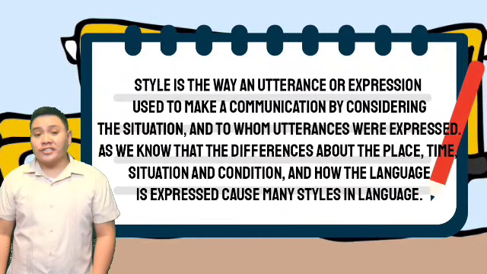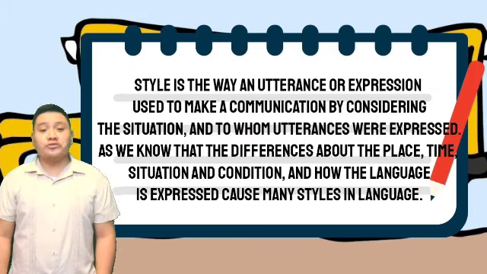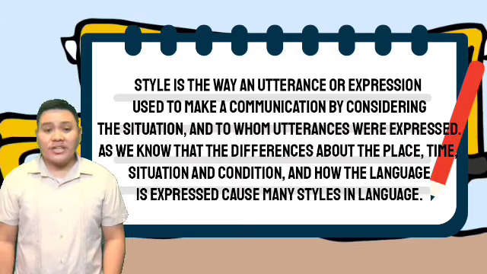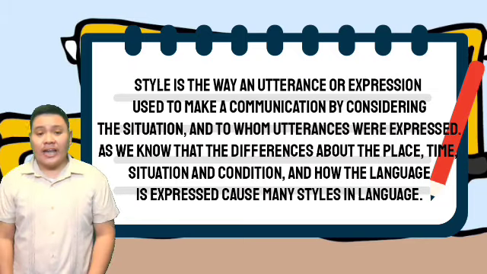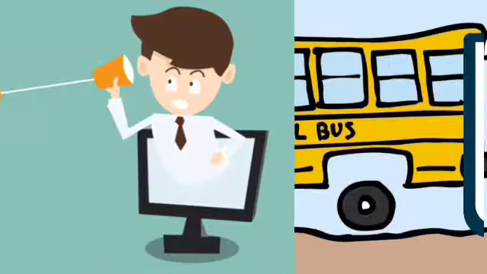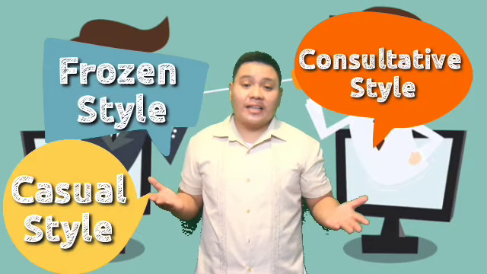Style is the way an utterance or expression is used to make a communication by considering the situation and to whom the utterance is expressed. As we know, the differences in place, time, situation, and condition and how the language is expressed cause many styles in language. Joos explains that based on the situation in which a language is expressed, there are some styles. Those are frozen style, consultative style, casual style, and intimate style. Each style has its own definition and characteristics.